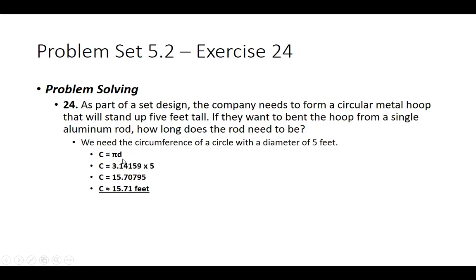Circumference equals pi times diameter. So we go 3.14159 times 5, which gives us 15.70795, which rounds to about 15.71 feet. We would need 15.71 feet to bend into a circle to give us a diameter of 5 feet.